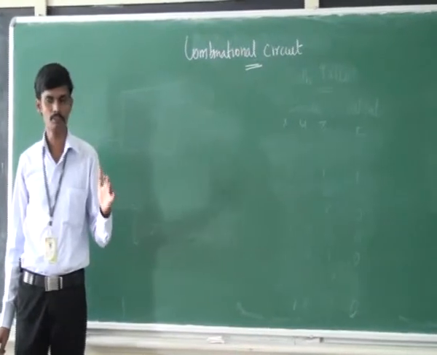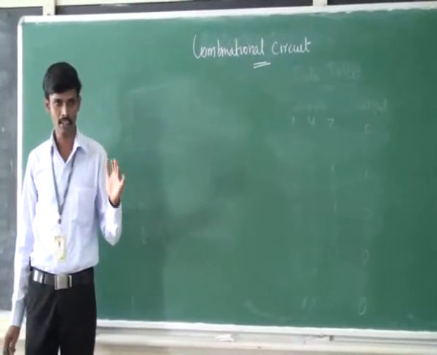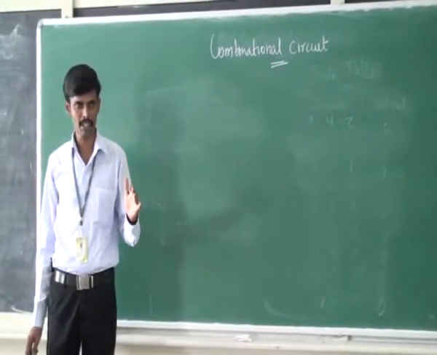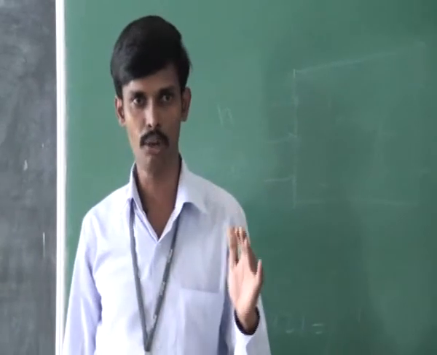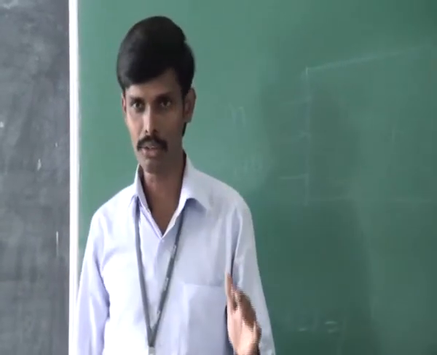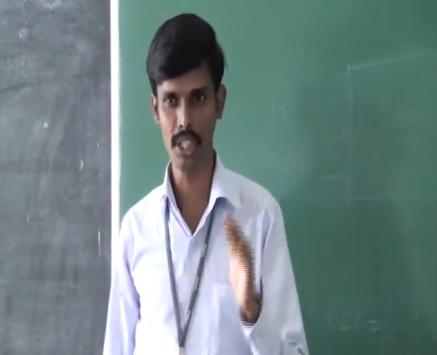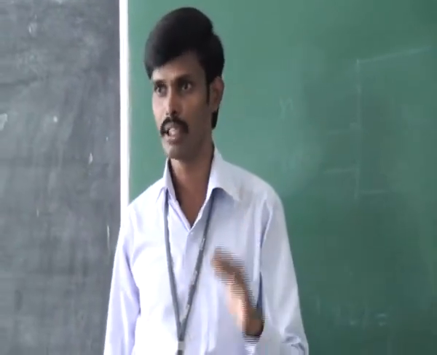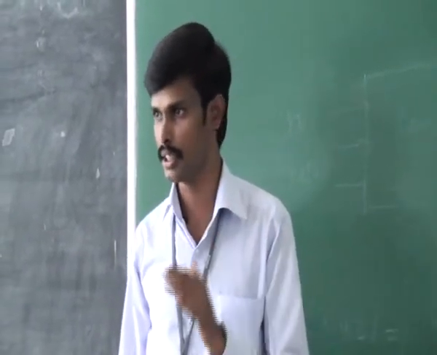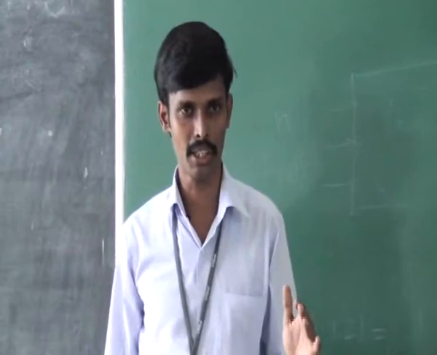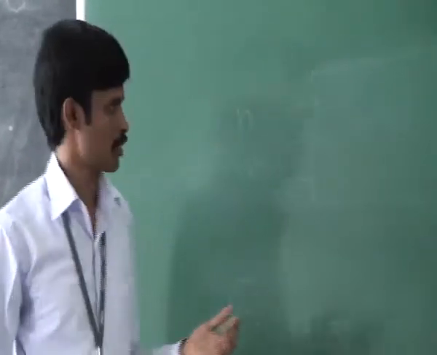The second question is, what are combinational circuits? The combinational circuits are adder, subtractor, multiplexer, demultiplexer, parity generator checker, and code converter, etc. The third question is, where the combinational circuits are used. The combinational circuits are used in the arithmetic logic unit of the central processing unit to perform operations like addition, subtraction, multiplication and division. Now let us see the basic block diagram of combinational circuit.